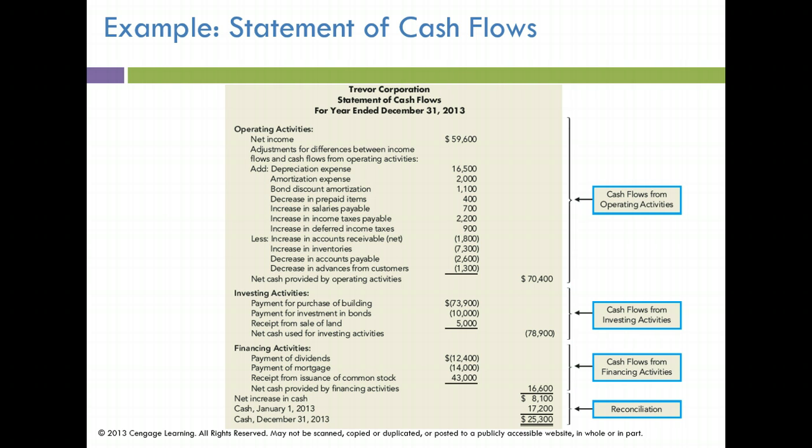So then we show the net cash provided by operating activities minus the net cash used in investing activities plus the net cash provided by financing activities. We've got a net increase in cash this year of $8,100. We show what we started the year with in the bank balance, and that should equal our ending bank balance. Does that make sense?